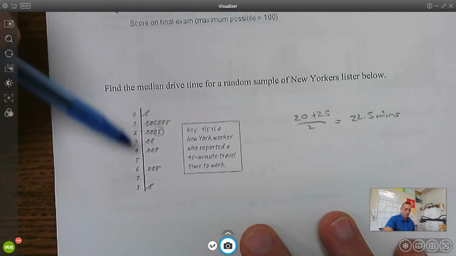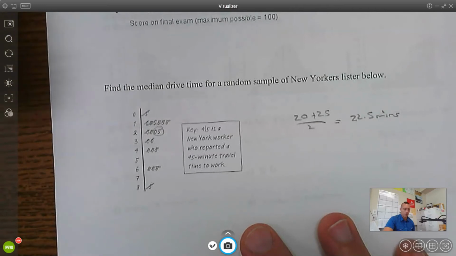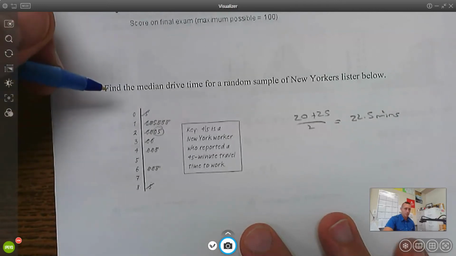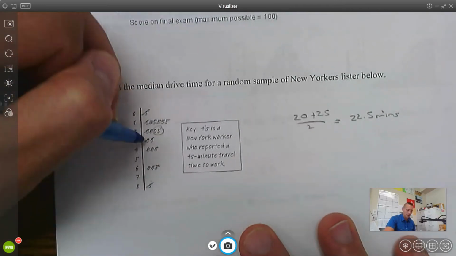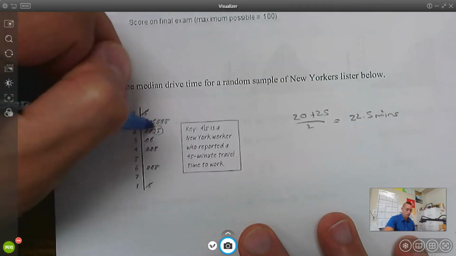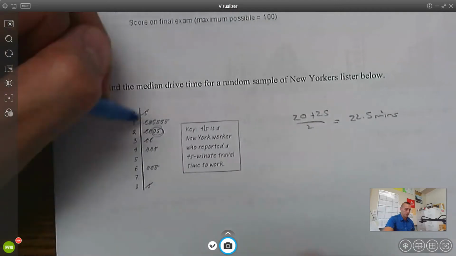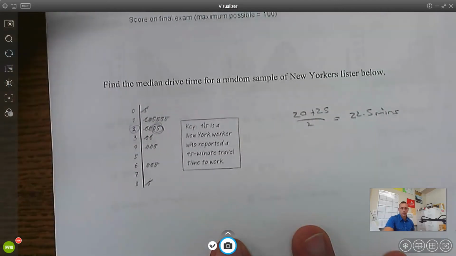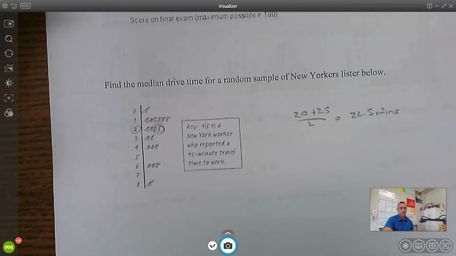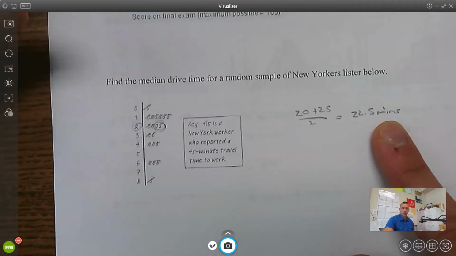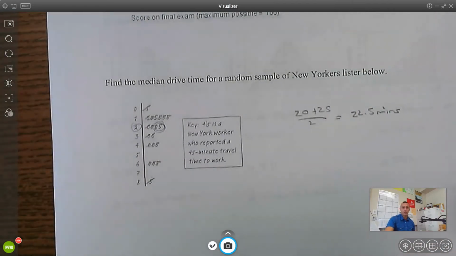Or you could start crossing these off. This might be more time efficient. But just be mindful that you're crossing off the lowest and the highest each time. You do end up with 2 left, 0 and 5, but that's not 0 minutes and 5 minutes because the stem is 2, so you really need to take 20 plus 25 and divide by 2. So either way, calculator or non-calculator, you should get 22.5 minutes.